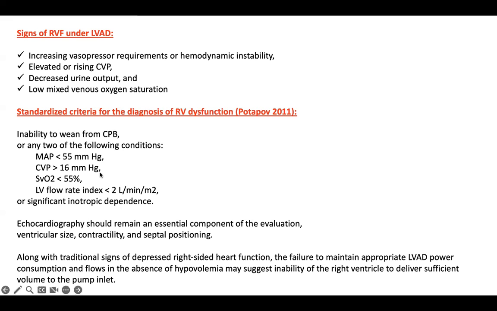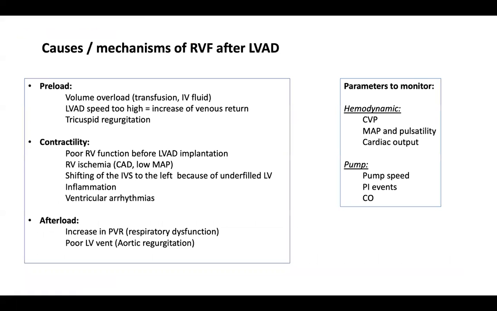This is pretty obvious in the OR. Or if you have a low MAP, a high CVP, SVO2 below 55, low pump flow, or a significant inotropic dependence. But I think this is a pretty accepted definition for right ventricular failure. And again, echocardiography is the main tool to diagnose this condition.